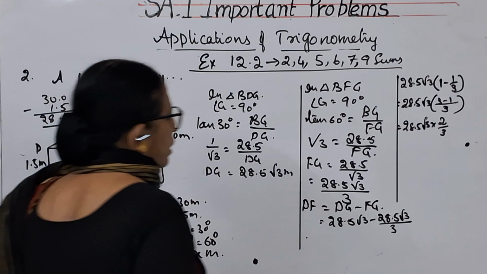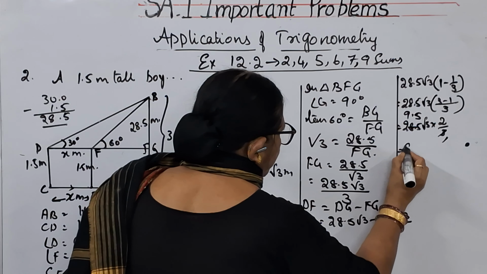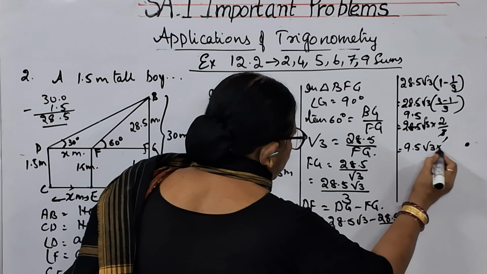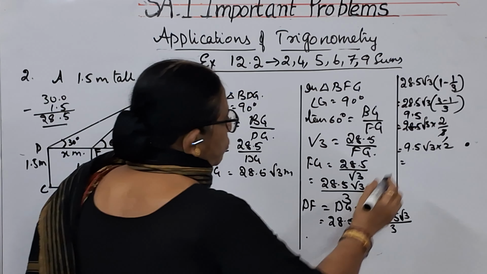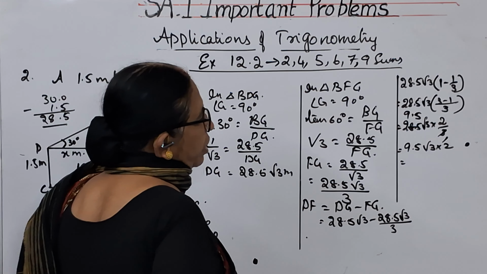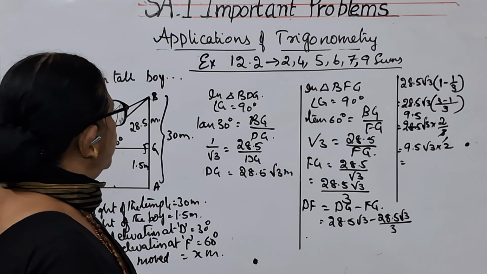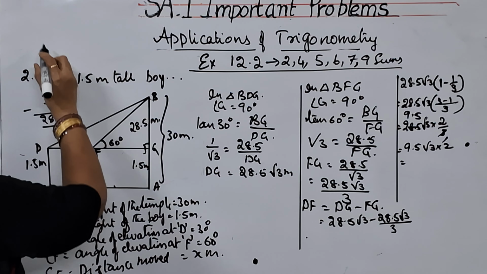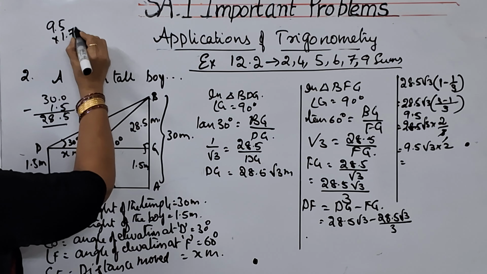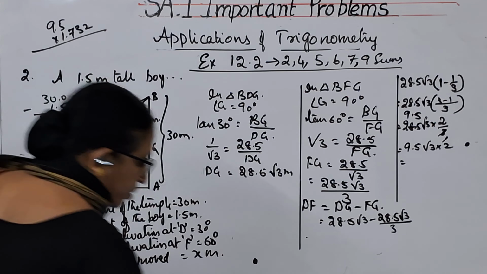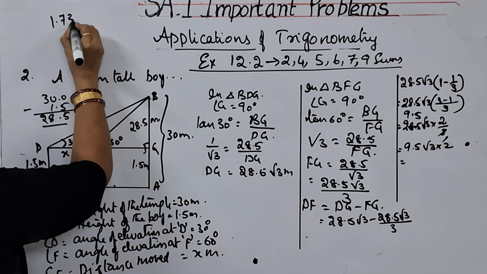So 3 ones are 3, 3 nines are 27. So this is 9.5 root 3 into 2. So multiply first 9.5 with root 3. What is root 3, children? Root 3 is 1.732. So I'll do the multiplication here. I have no space. 9.5 into 1.732, or first I will write 1.732 into 9.5.